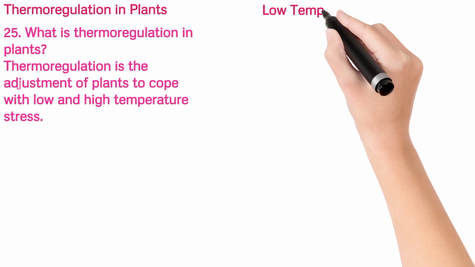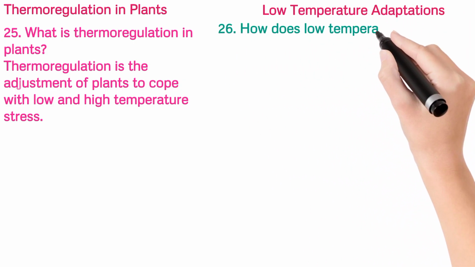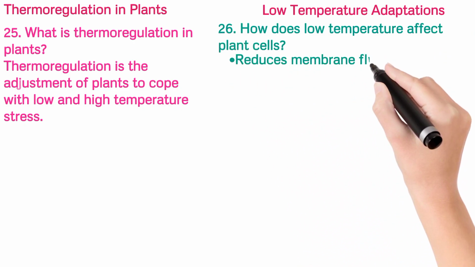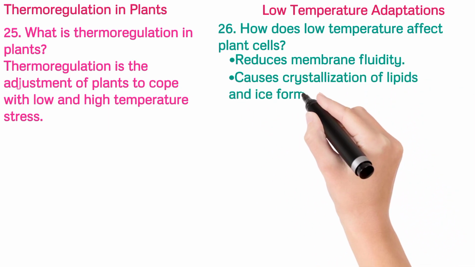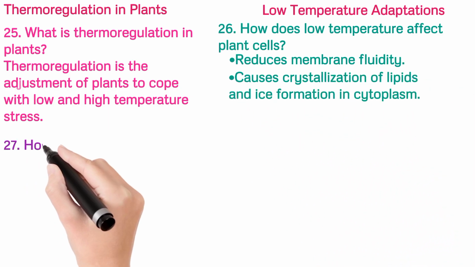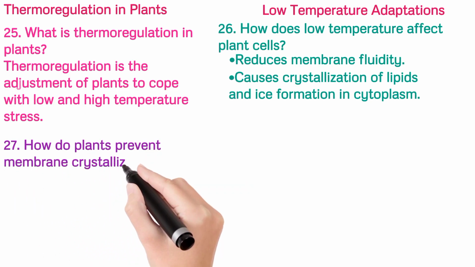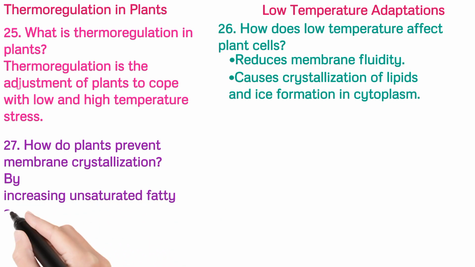Low temperature adaptations. 26. How does low temperature affect plant cells? Reduces membrane fluidity. Causes crystallization of lipids and ice formation in cytoplasm. 27. How do plants prevent membrane crystallization? By increasing unsaturated fatty acids in membranes.